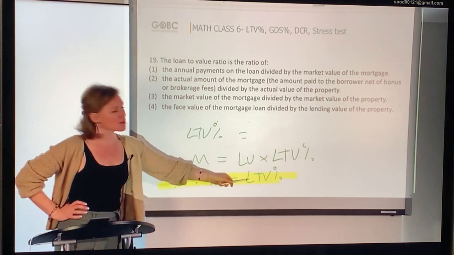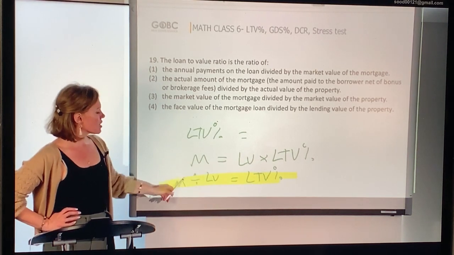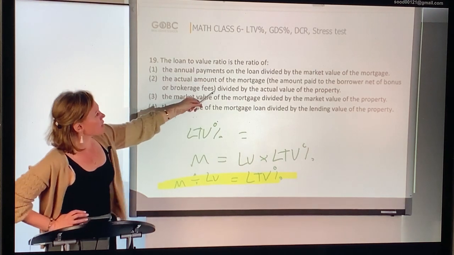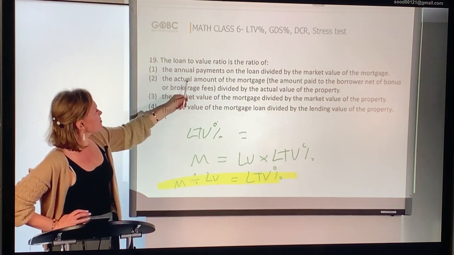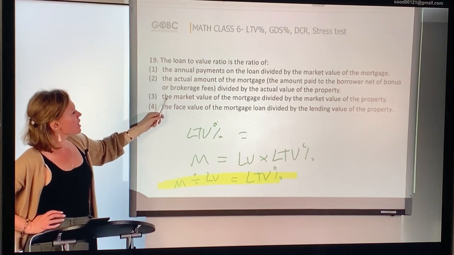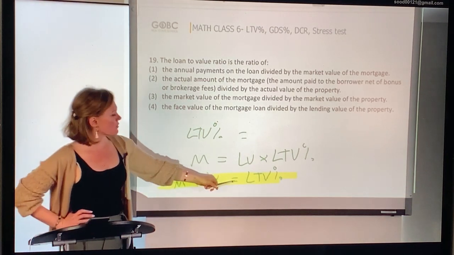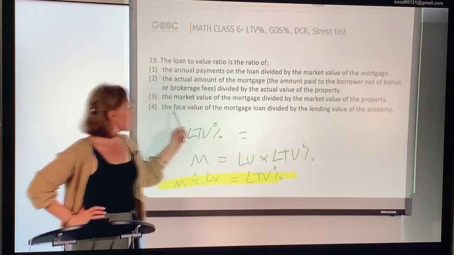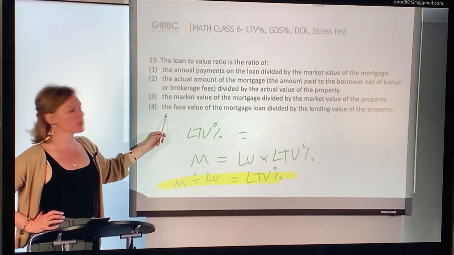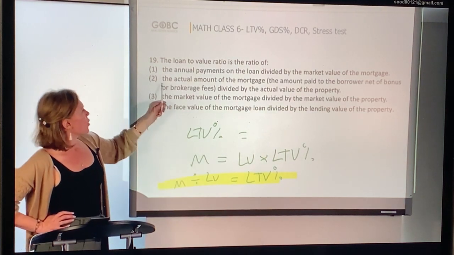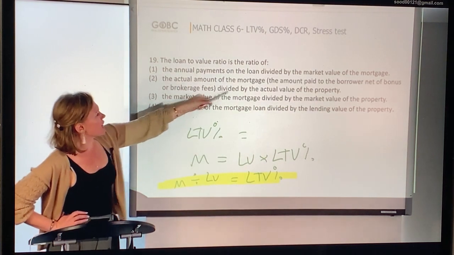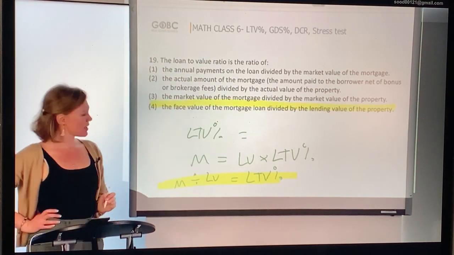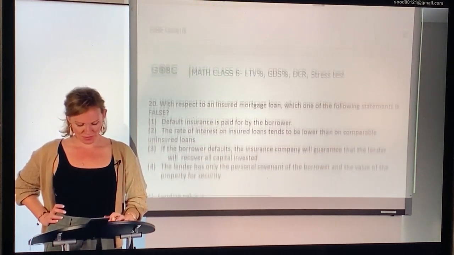So if they're looking for the loan to value ratio, in the written version it has to be mortgage divided by the lending value. Not option 1. Option 2: actual amount of the mortgage divided by the actual value of the property. Actual value, what is that? Weird, but maybe. Market value of a mortgage divided by the market value of a property? No, lending value. Option 4: face value of a mortgage divided by the lending value. Out of options 2 and 4, which one sounds better to you? It has to be lending value. So option 4 is the better option in here. That one is the one that you want.